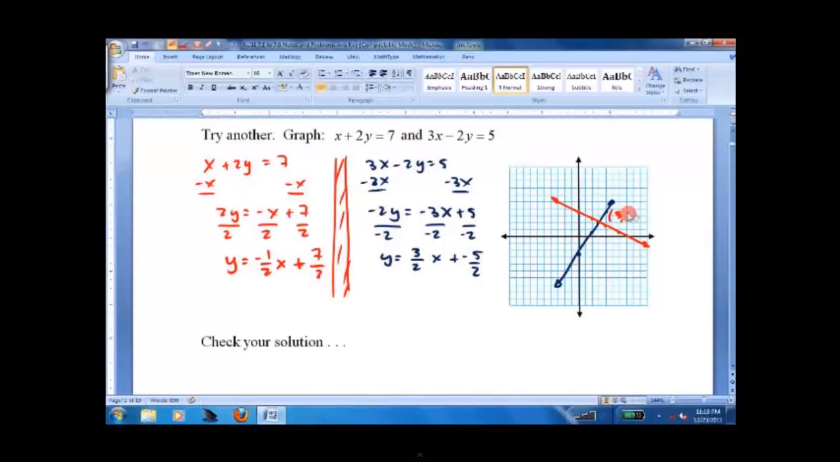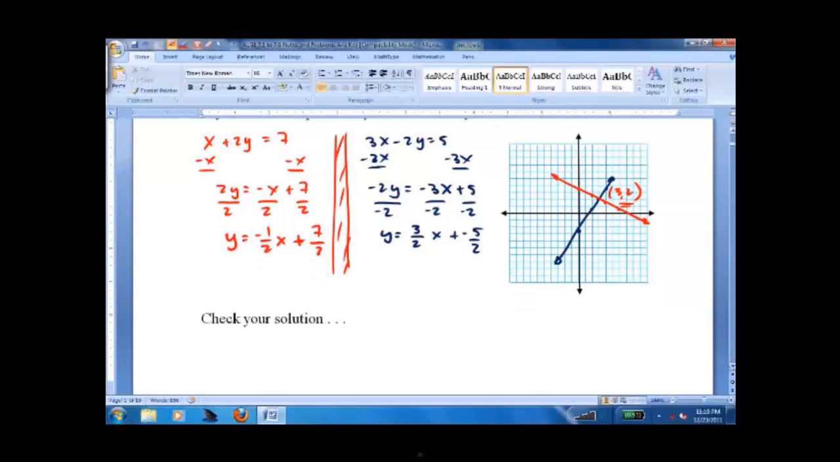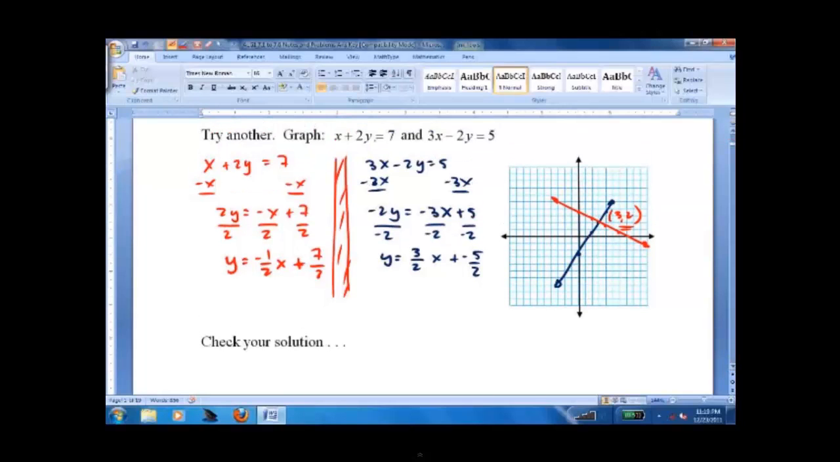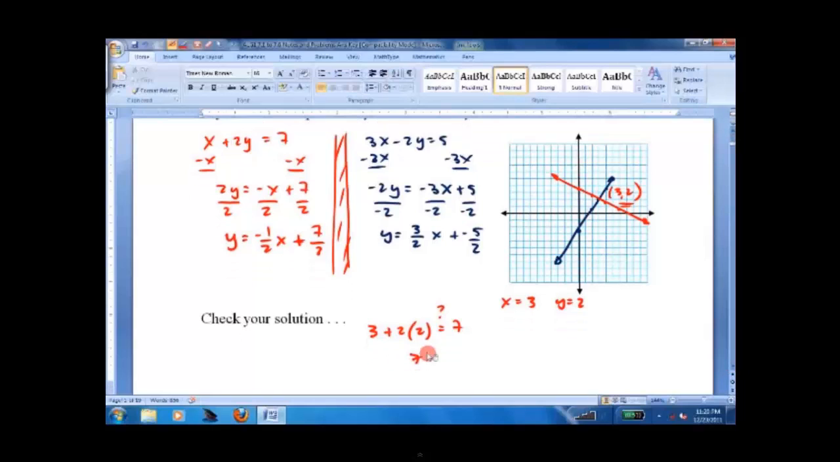3, 2. Let's check just on one of them. Always go back to the original equations. You may have made a mistake. So x equals 3, y equals 2. 3 plus 2 times 2 equals, hopefully, 7. 3 plus 4 is 7. We really want to be thorough. We could check the other solution, but that should do for now.